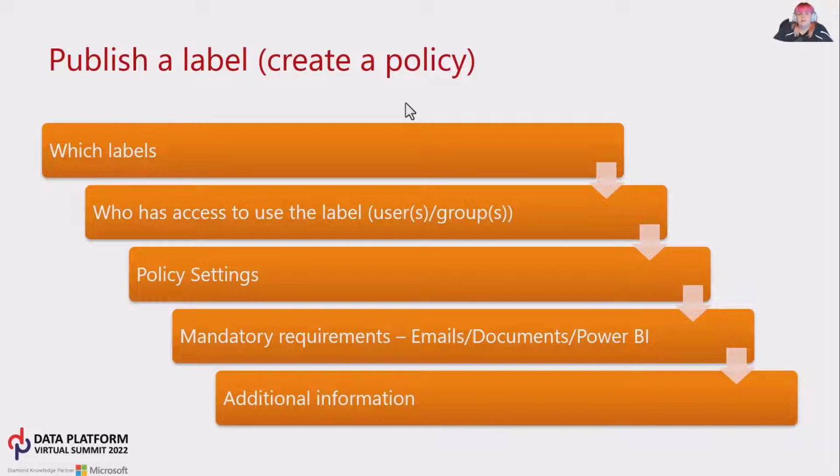Policy settings, mandatory requirements. Mandatory requirements is something that's really cool because you can start enforcing a policy that labels must be applied to certain things such as Power BI reports. And additional information, which might mean an internal URL for a website that has information about your information protection guidelines and your sensitivity labeling categories, and what those mean and how they can be used, as well as potentially additional training materials and guidance. So you have the option of supplying an additional information URL.